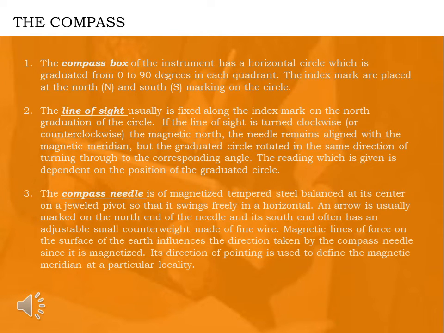The compass box of the instrument has a horizontal circle which is graduated from 0 to 90 degrees in each quadrant. The index marks are placed at the north and south markings on the circle. The line of sight usually is fixed along the index mark on the north graduation of the circle.